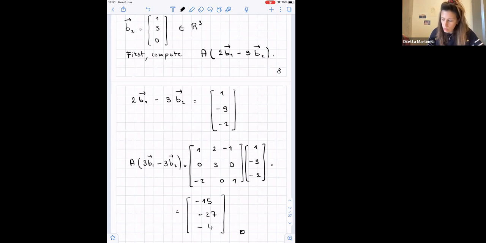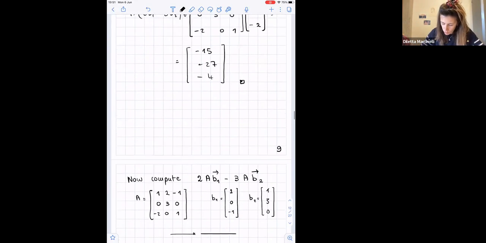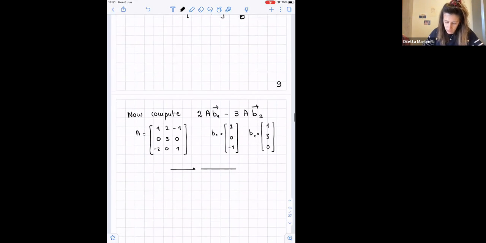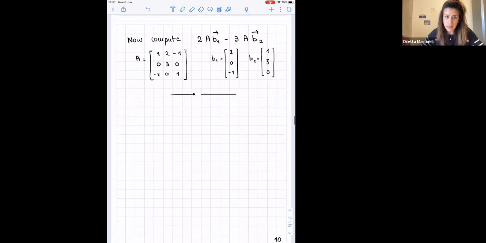So try now to compute instead the following. First apply A to B1. I just wrote again who A, B1 and B2 are. So first apply A to B1 and then multiply by 2. And then apply A to B2 and then multiply the vector that you get by minus 3, and see what you get.